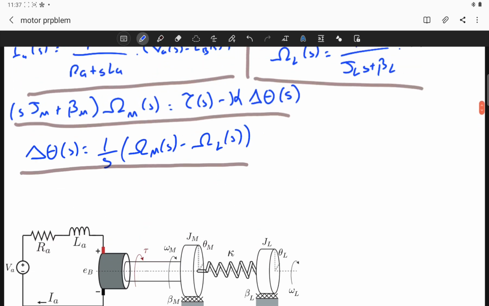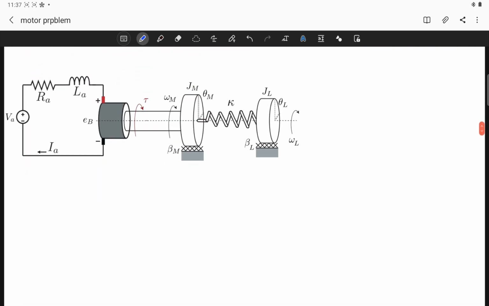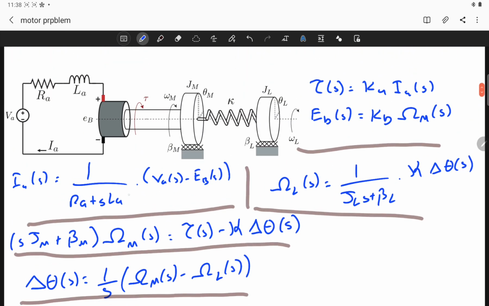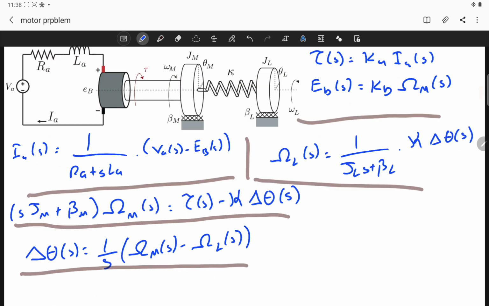So let's start directly building the block diagram. If you remember, let's write it here. This is common, it's not a big deal. So our input is V_A(s). If we take a difference operator, this is equal to E_B(s). This difference is the input of the electrical part, and this is my transfer function which produces the current.